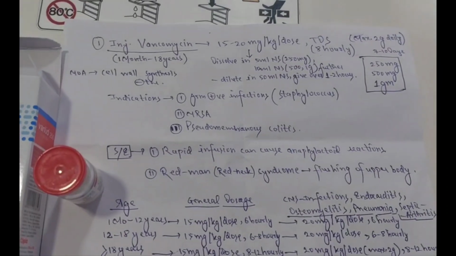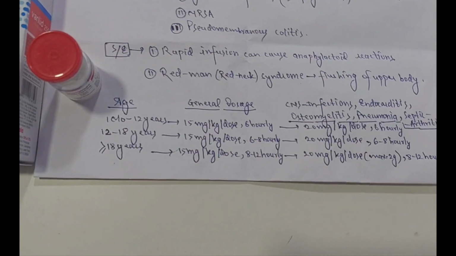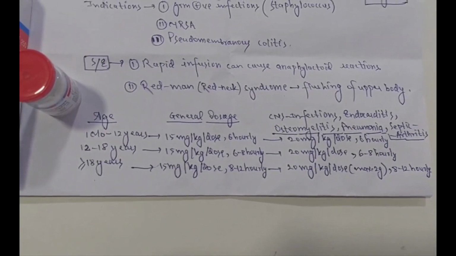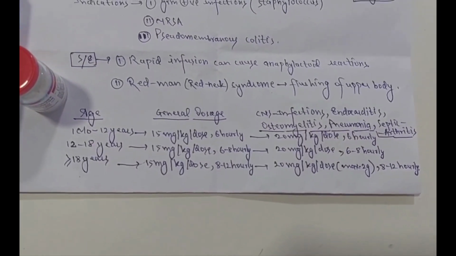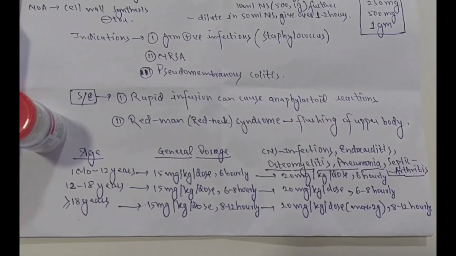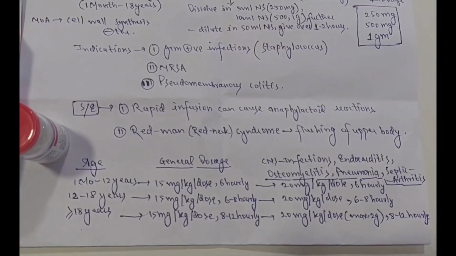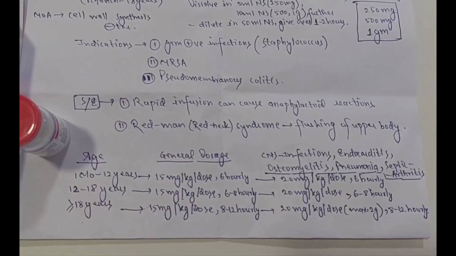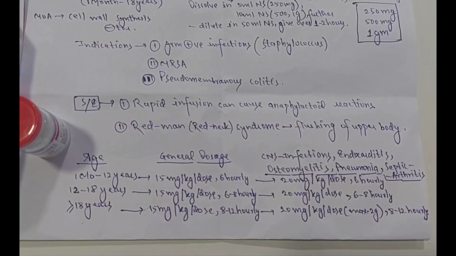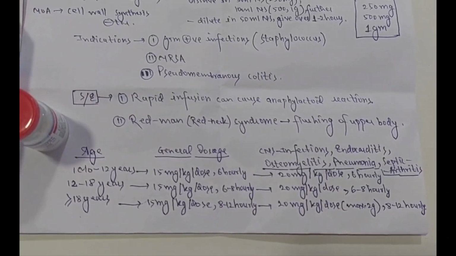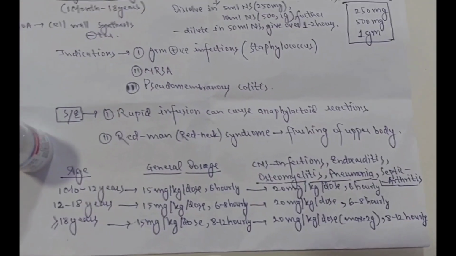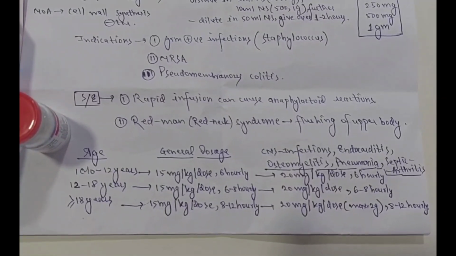Also some considerations are there. The common dose is 15 to 20 mg per kg per dose, TDS, but according to Harriet Lane, the dose is based on the age band. That is, if the age is between 1 month to 12 years, then the dose is 15 mg per kg per dose 6 hourly, which is the general dose. And if we are using it for endocarditis, CNS infections, pneumonia, septic arthritis and osteomyelitis, then the dose will be higher, that is 20 mg per kg per dose 6 hourly.